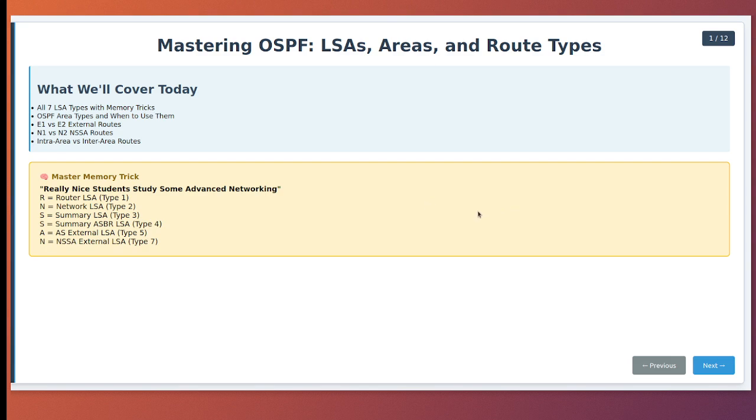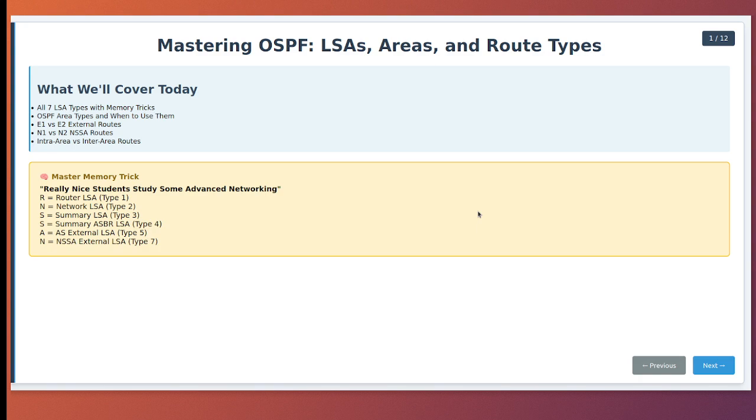Today, we're diving deep into OSPF, the Open Shortest Path First Protocol. If you've ever struggled to remember the different LSA types, area types, or route types in OSPF, you're in the right place. I'm going to share memory techniques that have helped thousands of network engineers master these concepts. OSPF can seem overwhelming at first with its 7 LSA types, multiple area configurations, and various route types.